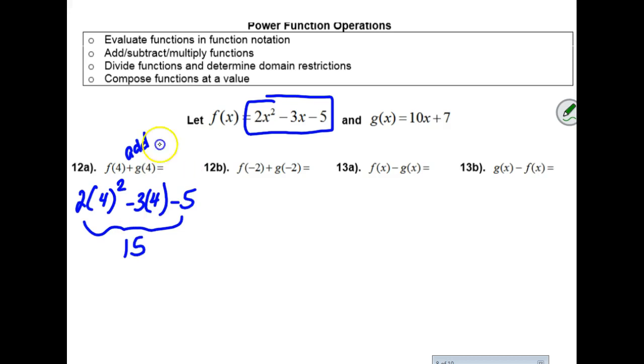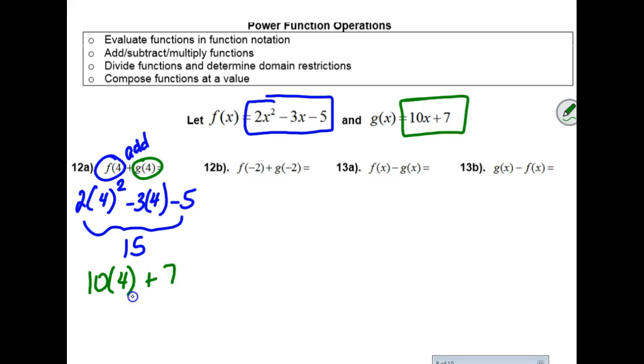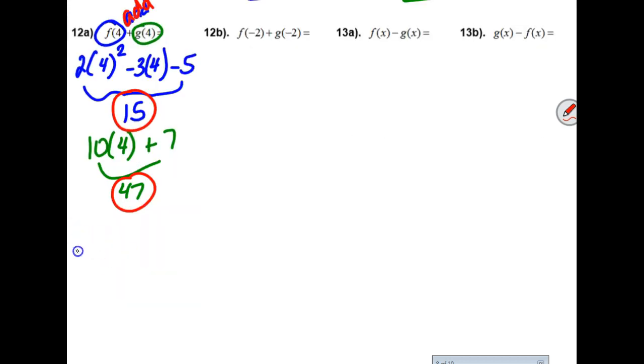But now I've got to do the same thing with the g function. So that was f. Now we're going to do the same thing with g, which is this guy. So plugging in a 4. That was a little easier to plug in. You get a 47. And then remember how they wanted you to add these together? Well, go ahead and add them together. So you got 15 plus 47, better known as 62.